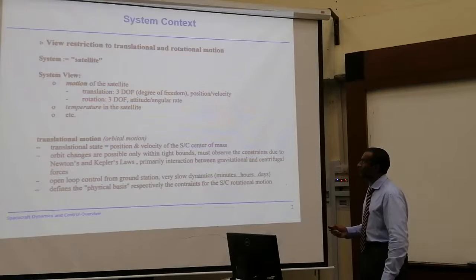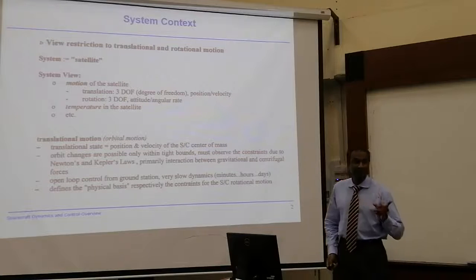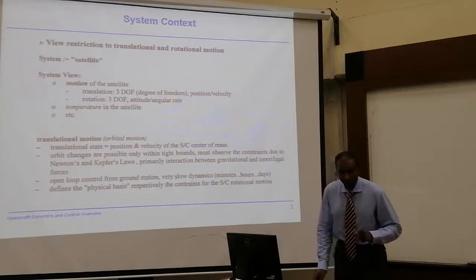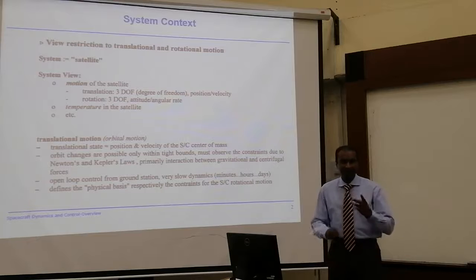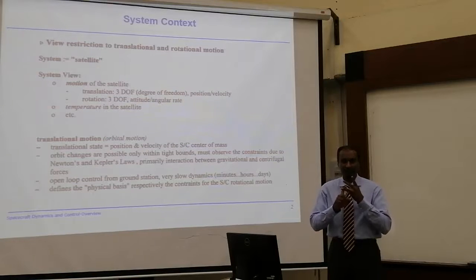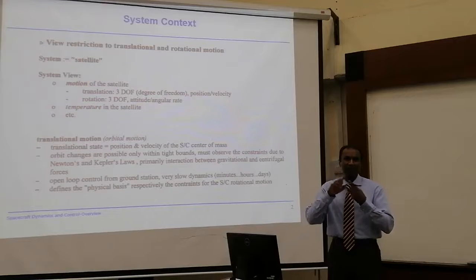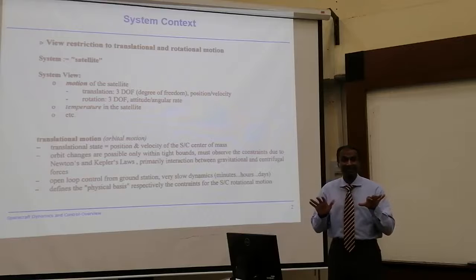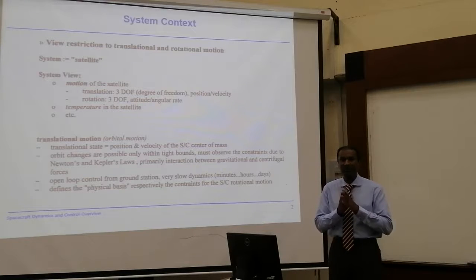Translation motion is basically 3 degrees of freedom. You have position and velocity. Okay? That means 3 degrees of freedom, right? You have R1, R2, R3 for position, and velocity X, velocity Y, velocity Z. That is translation motion. That's all what we have learned in space mechanics.